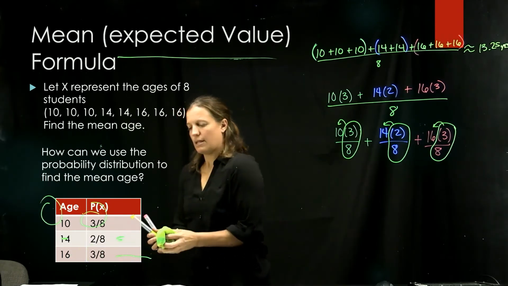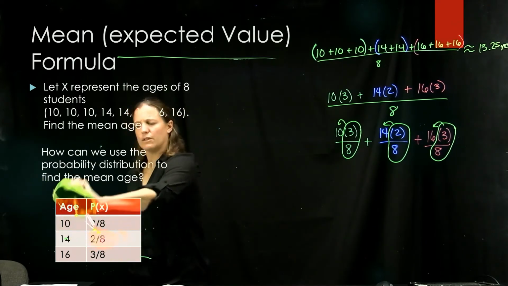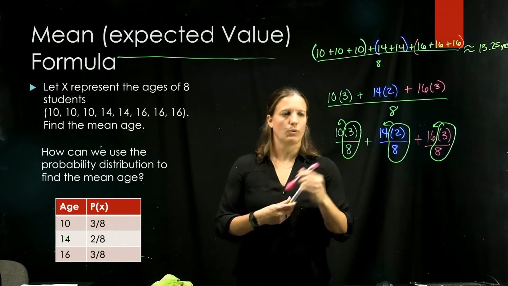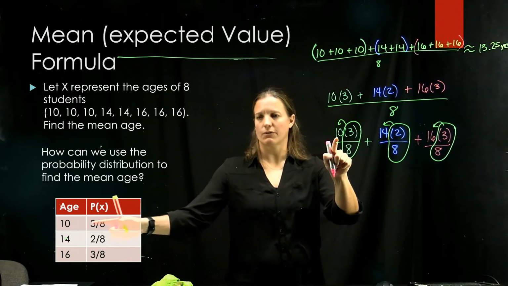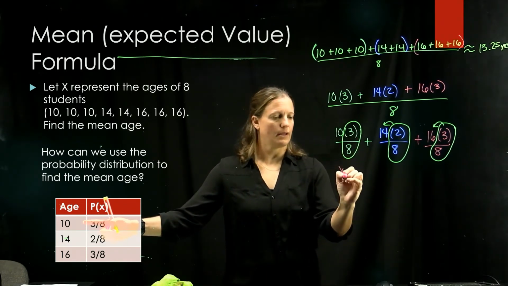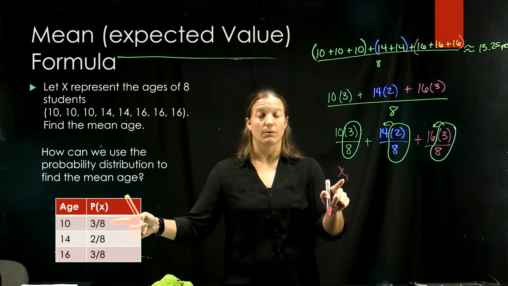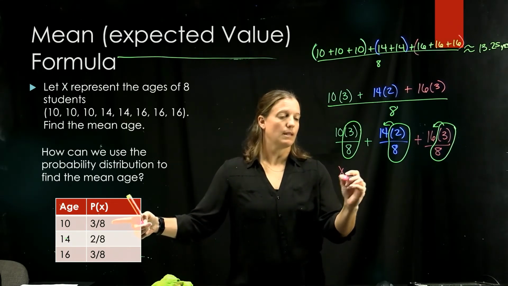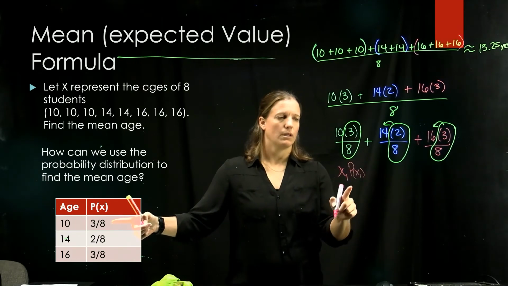Now, if we take a closer look at this and try to maybe turn it into a little bit more of a formula, what we end up having is we have our first x value. So this 10 is our first x value. So I'm just going to call that x1. And then that value is multiplied by its corresponding probability. So we end up taking x1 times the probability of x1.